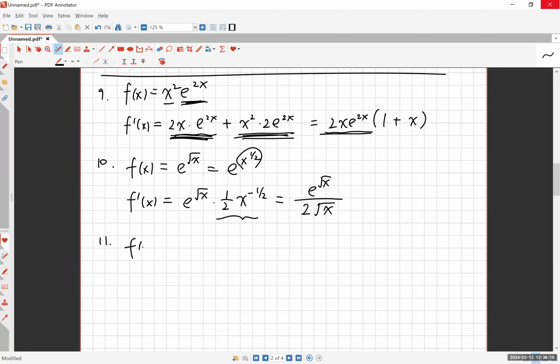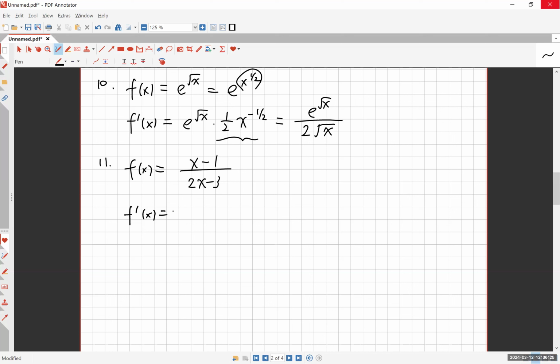Number 11. f of x is x plus 1 over 2x minus 3. That's just a simple rational expression, right? Rational function, polynomial over a polynomial. You use the quotient rule, of course. The first thing I do, by the way, when I use the quotient rule is to draw this long, long horizontal line, because you know that the expression is going to be very long. All right, I like to work on the denominator first, which is basically the original denominator squared. Remember, it's g squared in the denominator.